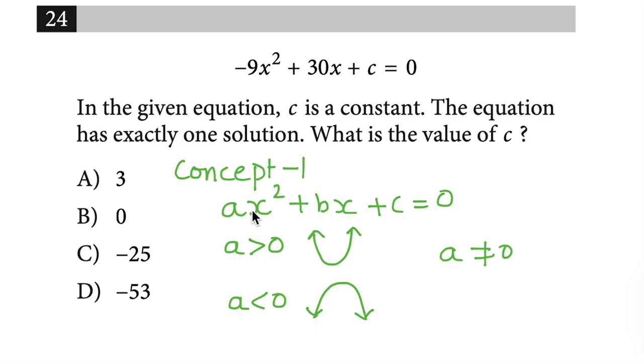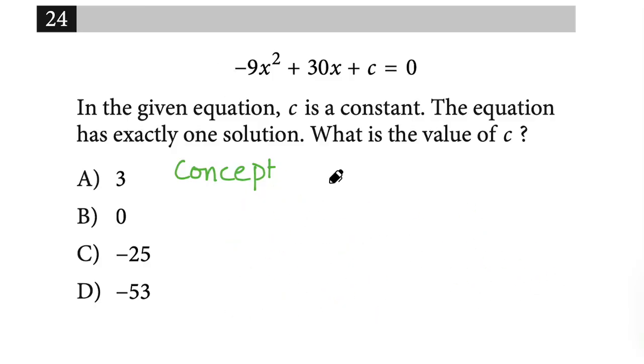Why? Because if a becomes 0, this equation will be bx plus c is equal to 0, and then it will be a linear equation, not a quadratic one. So the coefficient of x squared is really important to check which type of parabola this is. That was concept number 1. Now I am coming to concept 2.